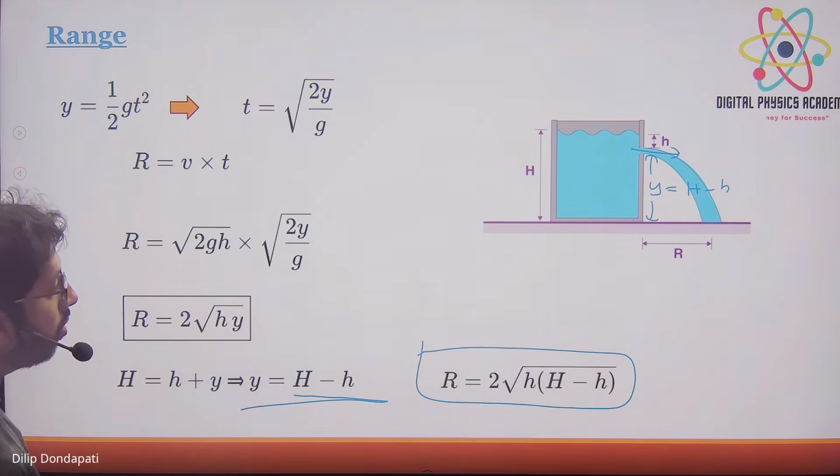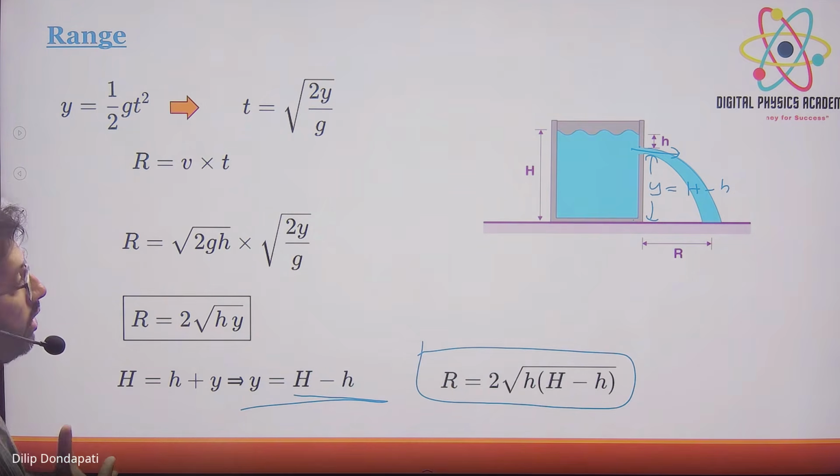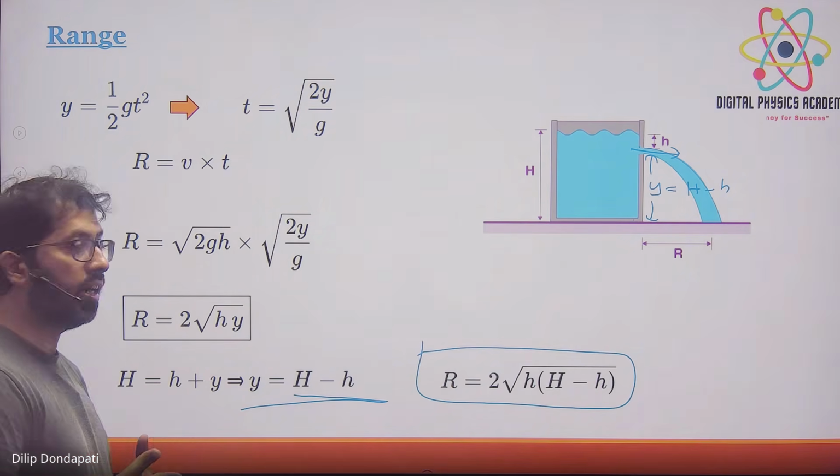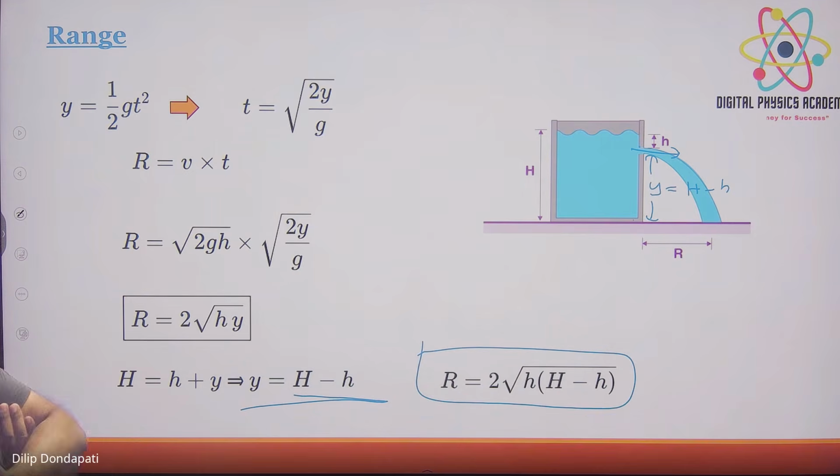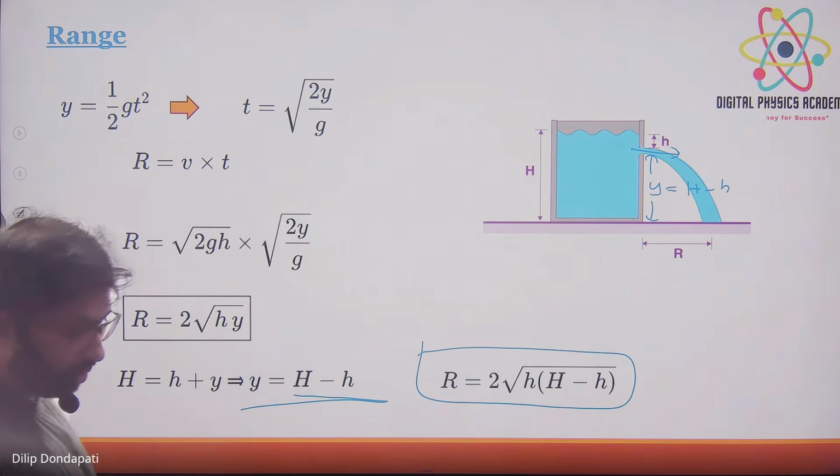So in this whole, for the range value, you can directly use this formula. And h is what, from the surface. Always the small h is from the surface to the hole, and this one is the distance from the bottom to the hole.